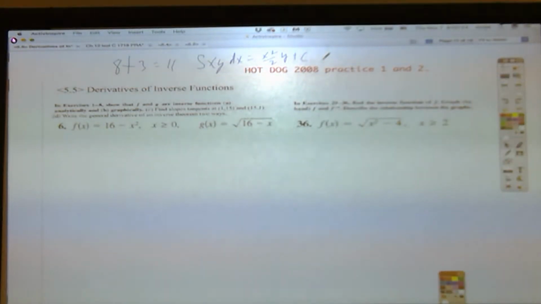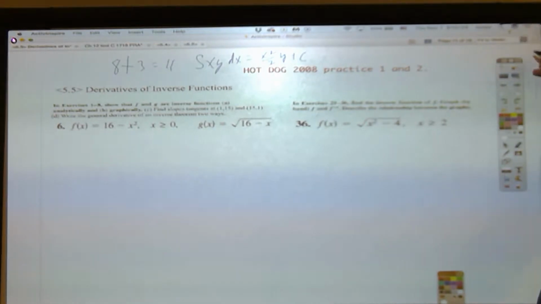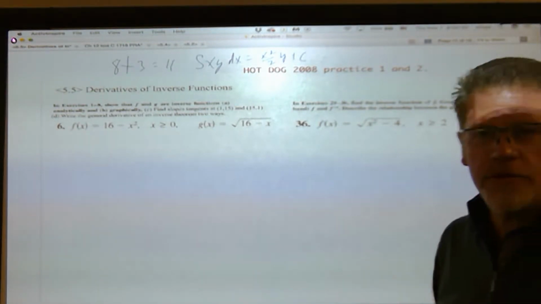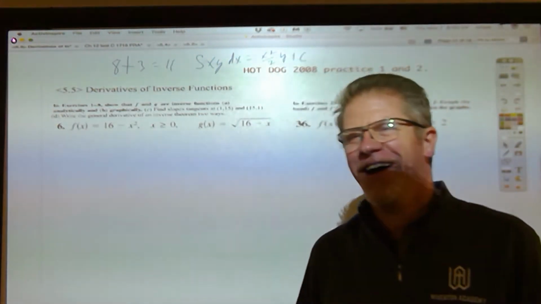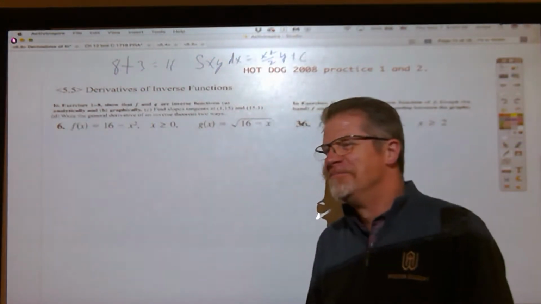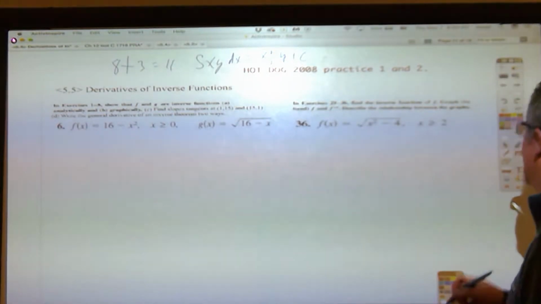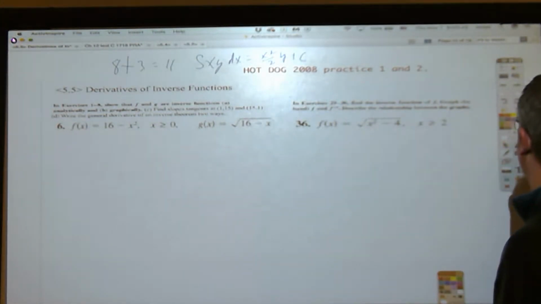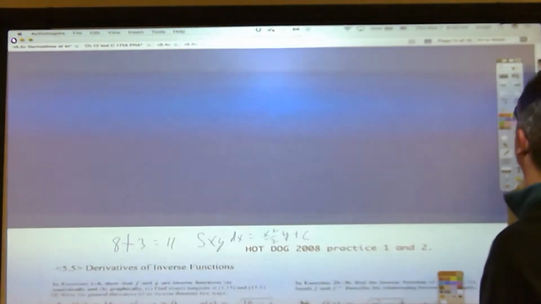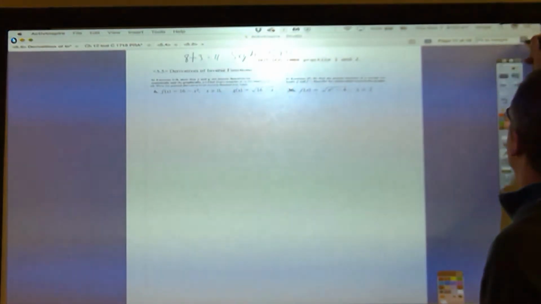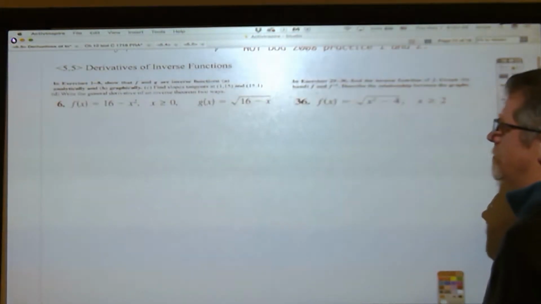So here we go, derivatives of inverse functions. Yes. Sam, are you there? Hello? Sam, are you there? Hello, anyone home? Sam, I miss you. Hope you're having fun. It's my GFA partner. All right, so Sam, we do miss you.